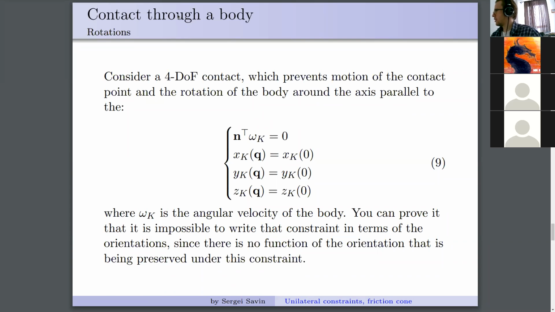This represents the fact that for rotations, just defining an axis along which you cannot rotate does not prevent you from achieving the same orientation by different rotations. That is how rotations work. They're a little bit strange.